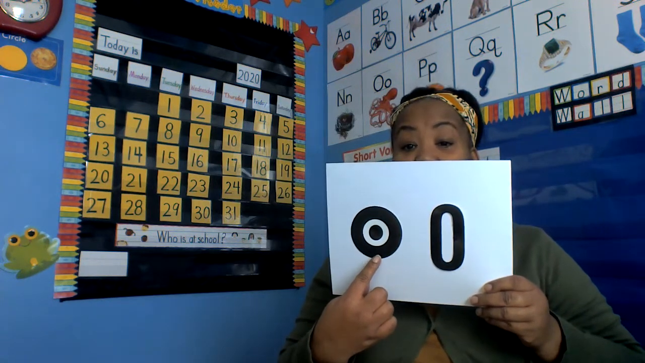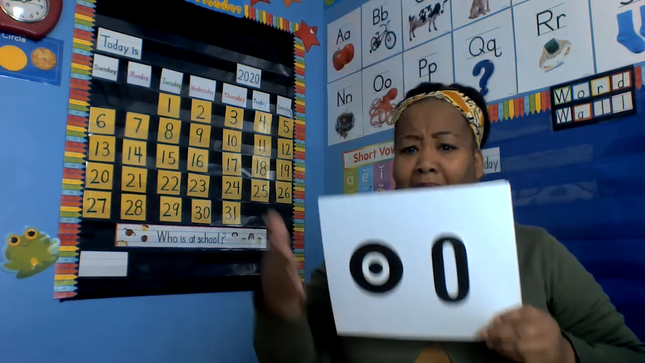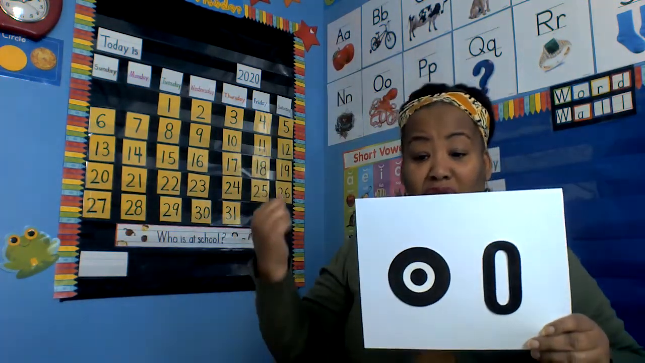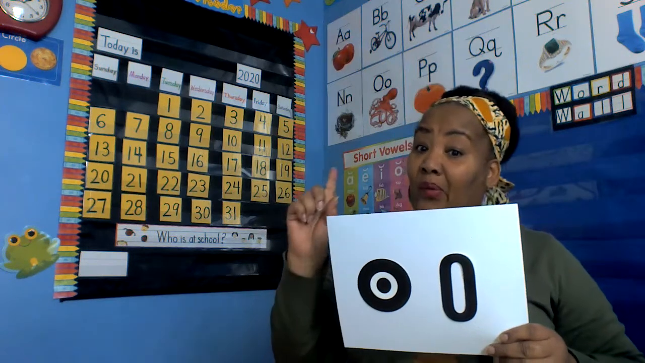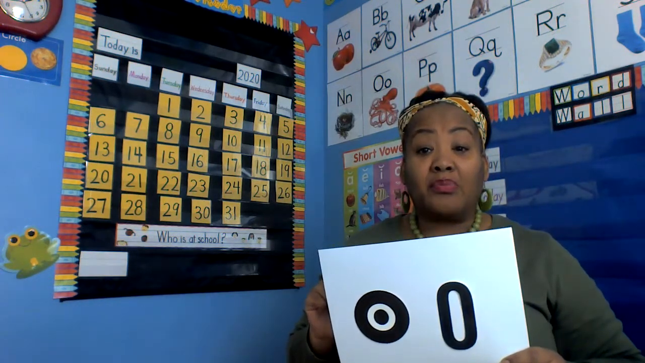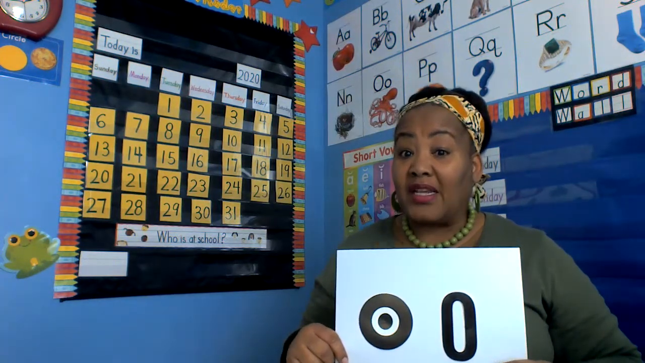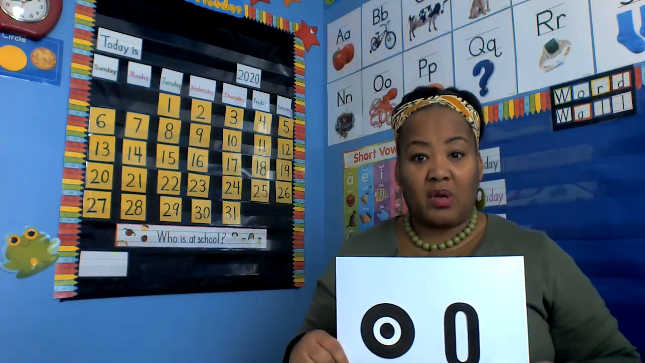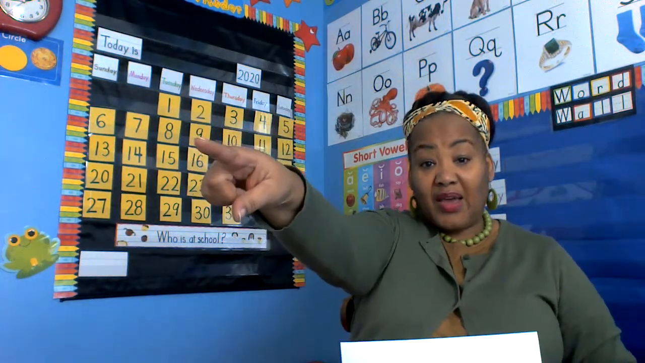Now remember, the zero, ooh. See what I mean? It can be so confusing. Well, here's a tip. Everybody, let's write the letter O in the air, and that will help you remember. Okay? Put your arms straight out.